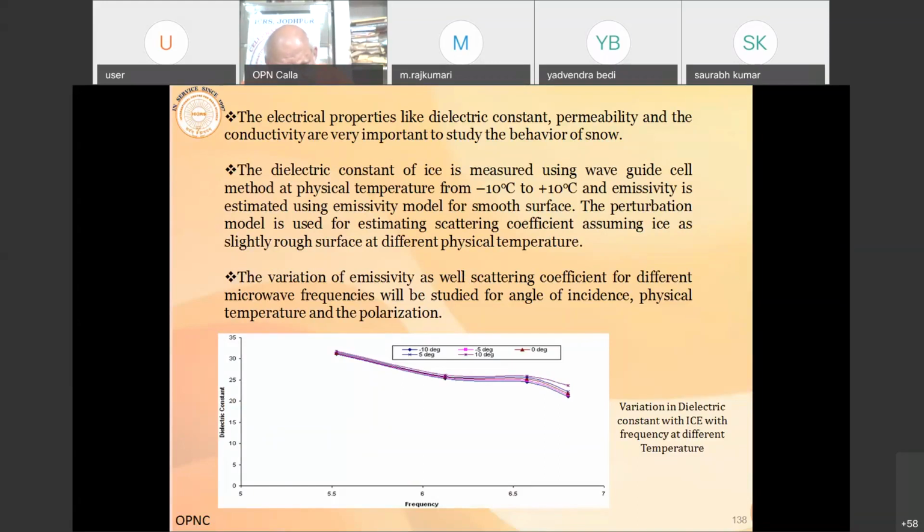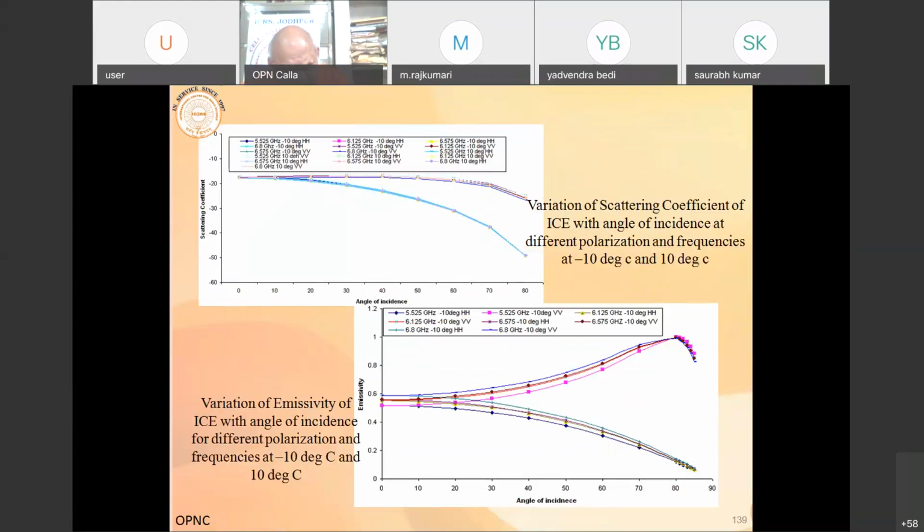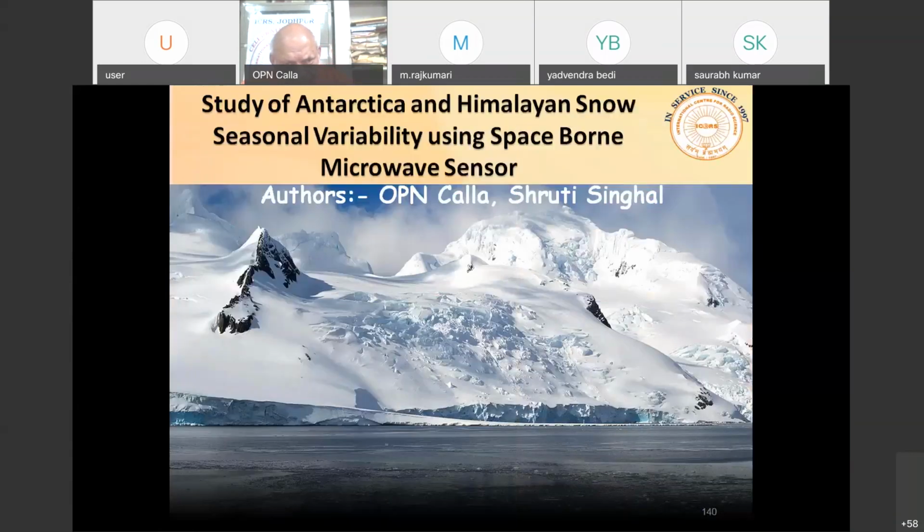This is the relative constant of the snow with the frequency variability. We plotted the varying relative constant of ice with frequency at different temperatures. The same thing here again: this varies emissivity, and this is the angle of incidence. It varies with the angle of incidence, the emissivity, and here we have to take again after 80 degrees, density. Here it is the static coefficient, this is the emissivity. The variability of this thing.